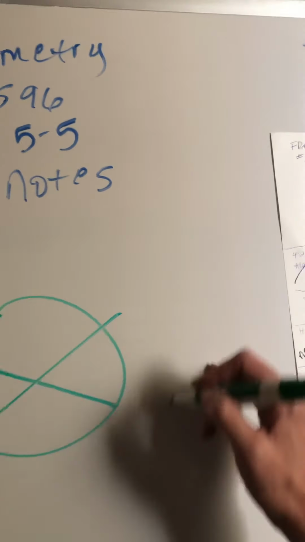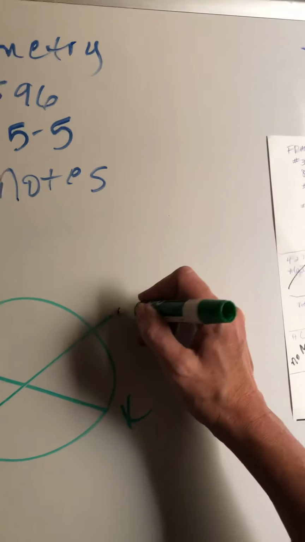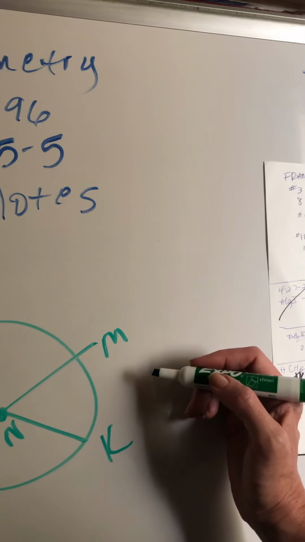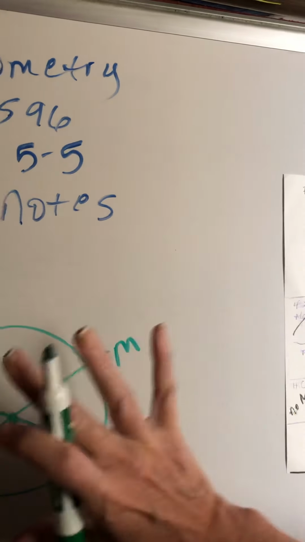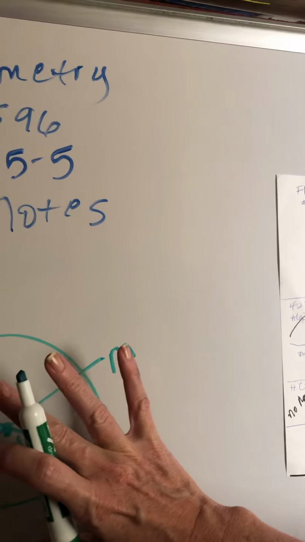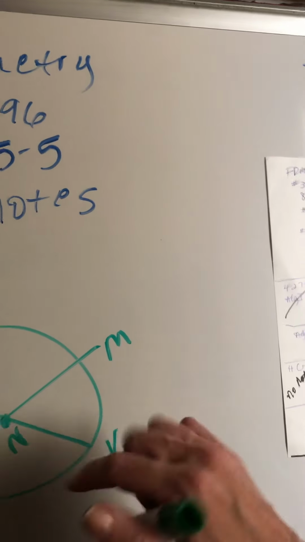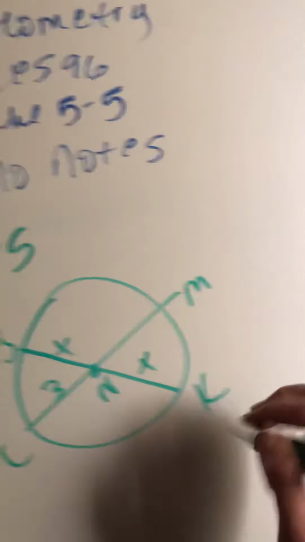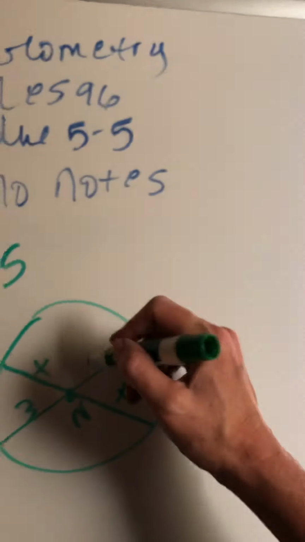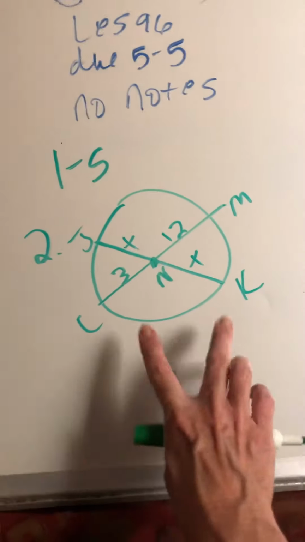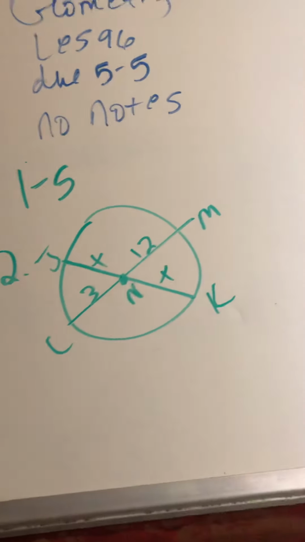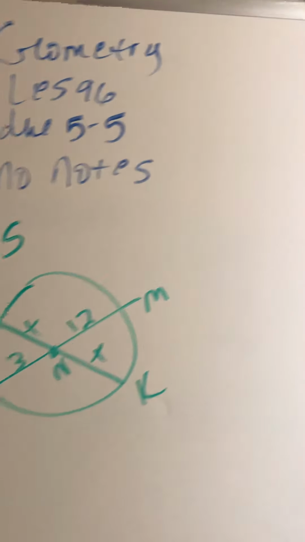We've got JK and LM. They intersect at N. And then we're given certain things. Let's see. It says sketch the circle. Show the given information. It says that JN and NK are congruent and that LN is 3 and MN is 12. So you should know how to go from there. There's the drawing. You want to find X. So you'd have to do X times X equals 3 times 12 and then solve it from there. Okay? Then that's that.